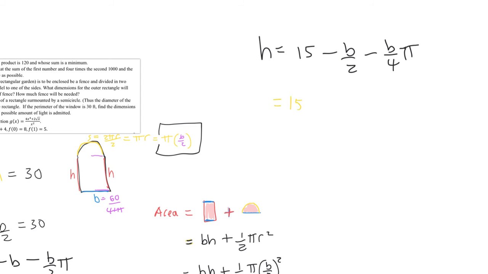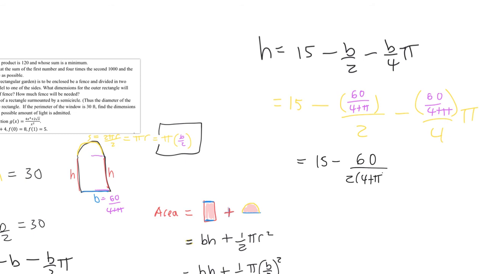That would be 15 minus, I'll use parentheses for now, minus parentheses over 4 times pi. What belongs inside the parentheses? Well, b, and we already discovered b is 60 over 4 plus pi. Anytime you have a denominator over another denominator, you can multiply the two denominators. So that becomes 15 minus 60 over 2 times 4 plus pi. And we're going to be subtracting.